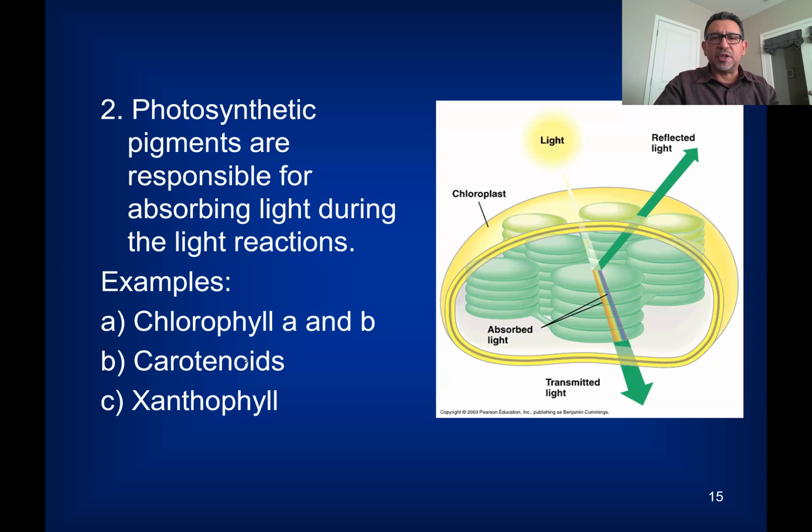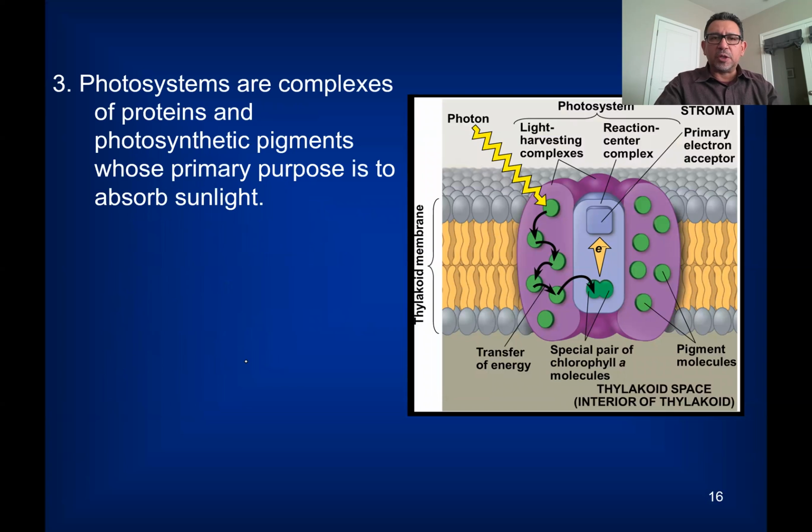Photosynthetic pigments don't work alone. They are going to be part of a larger complex we call a photosystem. The photosystem includes photosynthetic pigments and proteins, and the main mission of a photosystem is going to be harvesting light, not only absorbing it, but retaining it, keeping it, and transforming it into another form of energy that will be usable for the ultimate purpose of making glucose in photosynthesis.